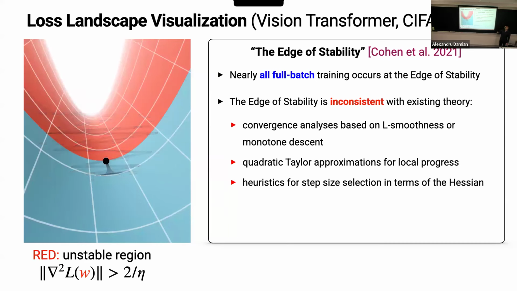Adam is in exactly the same regime. The Adam picture looks exactly like this. Okay. For Adam, it's not 2 over Hessian, it's a different condition that's more subtle that involves a preconditioner, but Adam does not escape this.